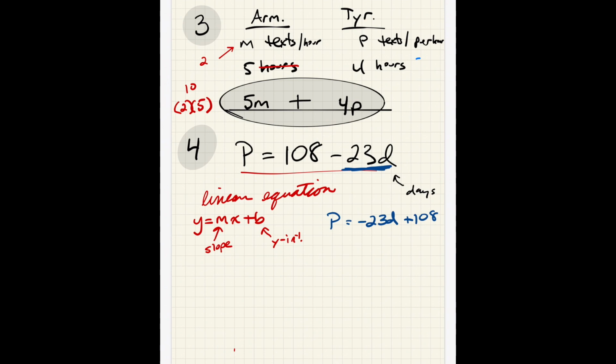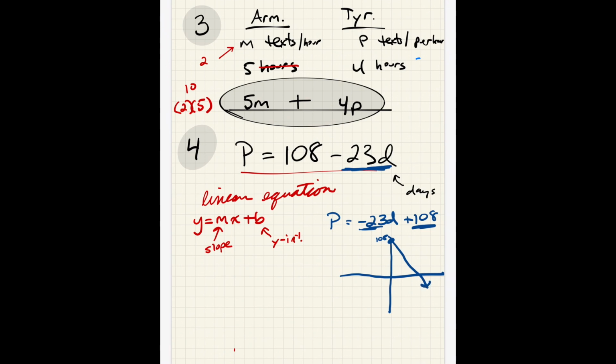Now, if we visualize how that's going to look on a graph, we remember that 108 is the y-intercept. So just loosely, let's pretend that's 108. Right? That's our y-intercept. And what's our slope doing? Well, it's negative 23, which is rise over run. So down 23 over 1. We're looking at something that does this, basically, on a very basic scale, right?